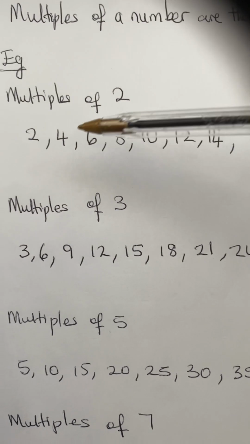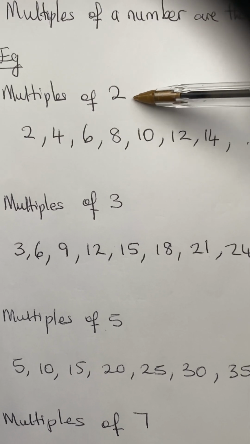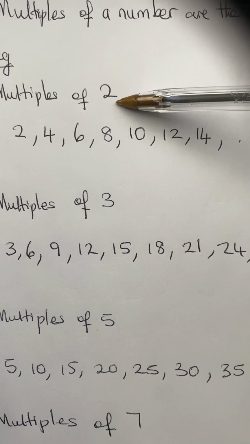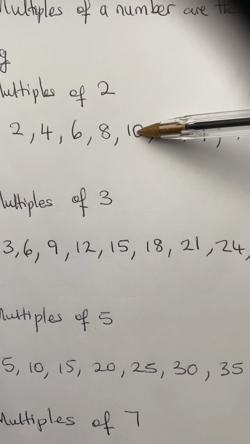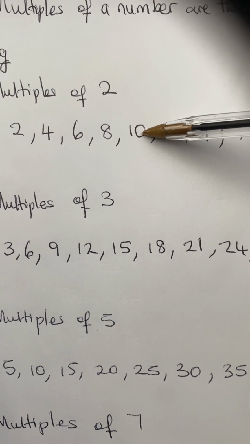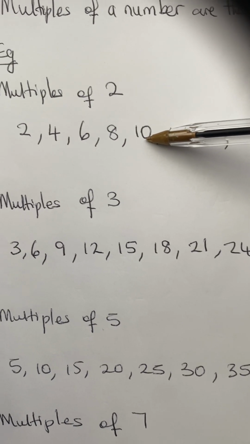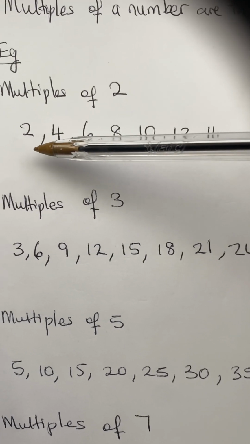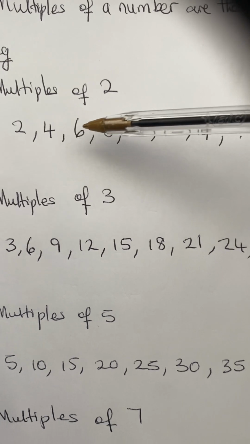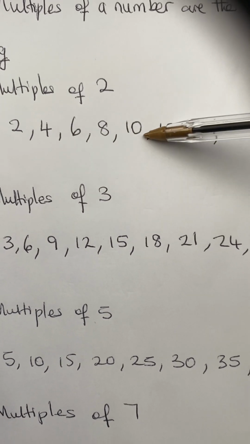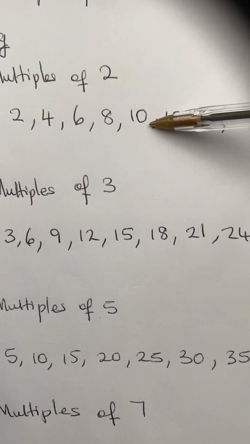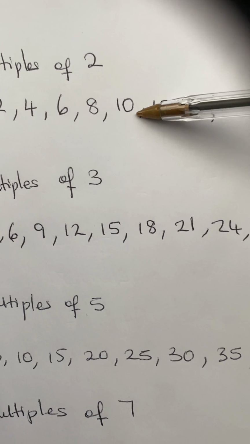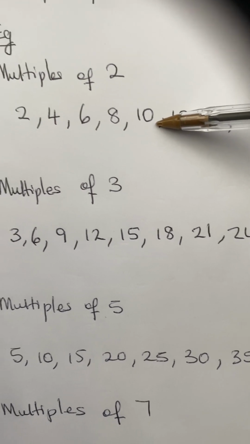Assuming they said list the multiples of 2 less or equal to 10. So because of the equal to sign, you are going to write 2, 4, 6, 8, 10. Okay? We learned that symbol in an earlier video. Have a look at it.